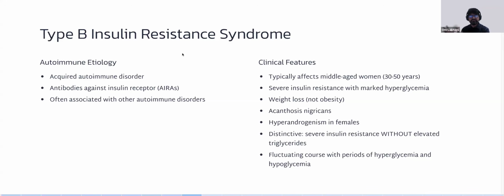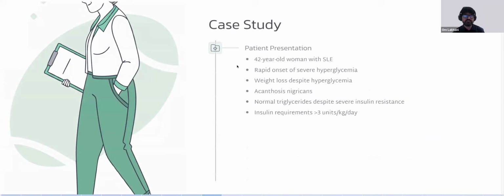But here, fluctuating course is very, very common. And hence, the patient can present with hypoglycemia or hyperglycemia. So that's a very interesting situation which you need to understand, right?